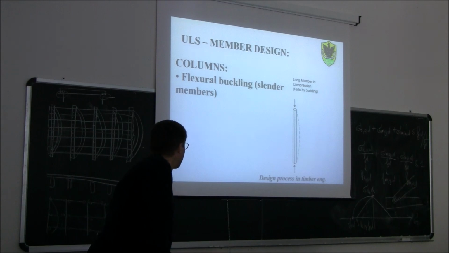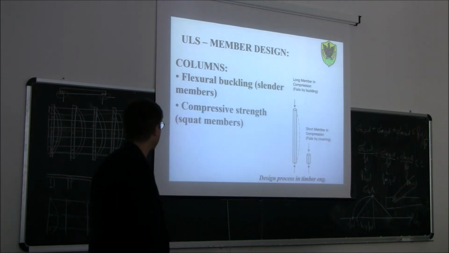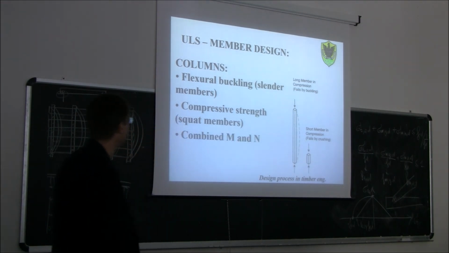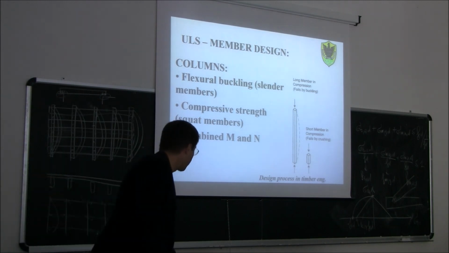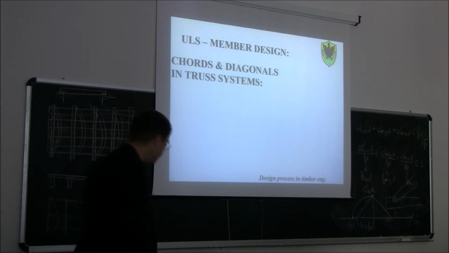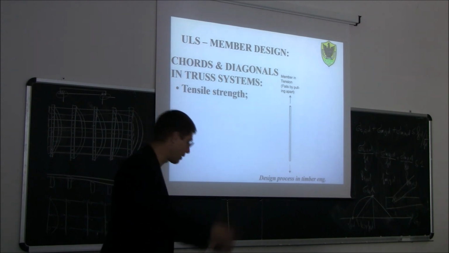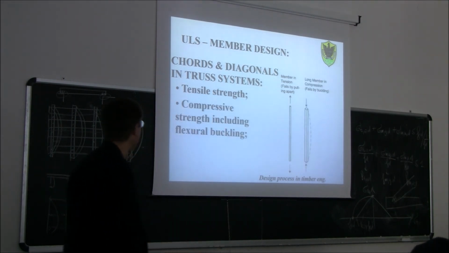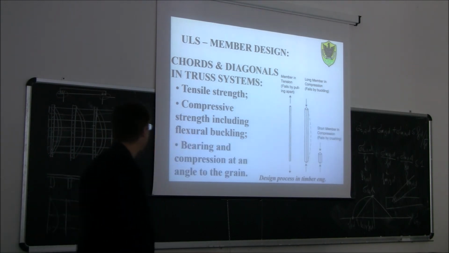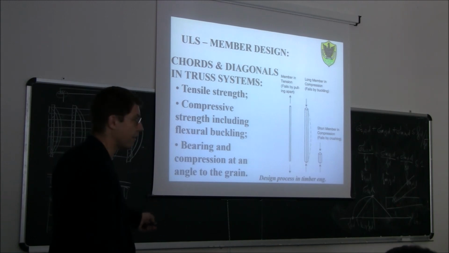For columns, flexural buckling always for slender members, compressive strength for squat members, and combined bending and axial force for columns. Last, for truss systems, chords and diagonals: tensile strength. If you have a truss system, you have to check the elements for tensile strength, compressive strength including flexural buckling, and bearing and compression at an angle to the grain, like this kind of verification that we saw.